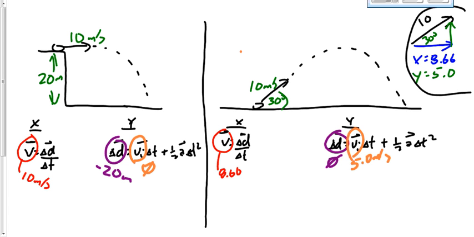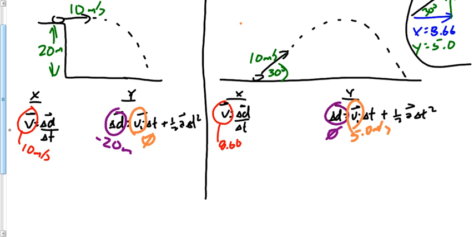There's nothing to do, right? What's the maximum height in the first problem? 20 meters. If it goes straight off a 20-meter building, the maximum height is 20 meters. There's nothing to do there. Probably won't be asked that question. But in the second question over here, you might be asked for the maximum height. If that's the case, you're going to do the y component.